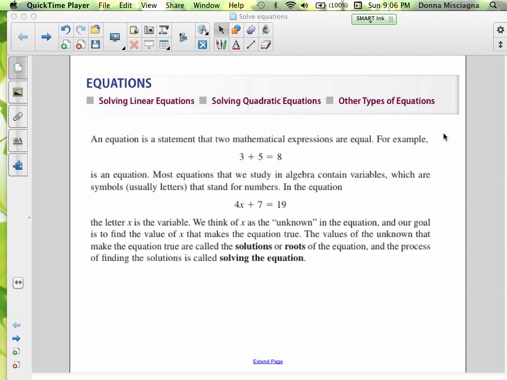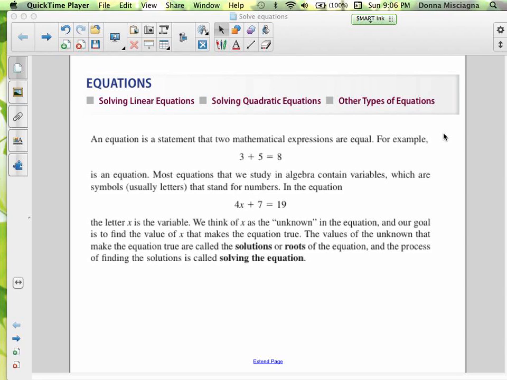For example, 3 plus 5 equals 8 is an equation. Most equations that we study in algebra contain variables, which are symbols, usually letters, that stand for numbers. In the equation 4x plus 7 equals 19, the letter x is the variable. We think of x as the unknown in the equation, and our goal is to find the value of x that makes the equation true.